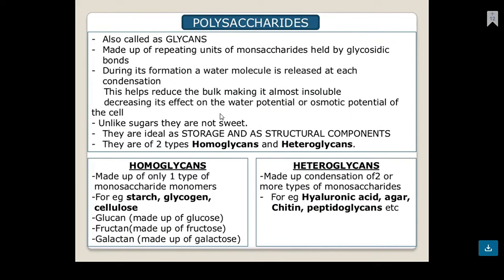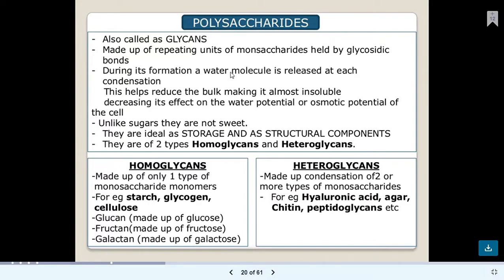And polysaccharides are also called glycans. They are made up of repeating units of monosaccharides held by glycosidic bonds. During the formation, a water molecule is released at each condensation, which almost reduces the bulk, making it almost insoluble and decreasing its effect on the water potential or osmotic potential of the cell. They are ideal as storage and structural components.